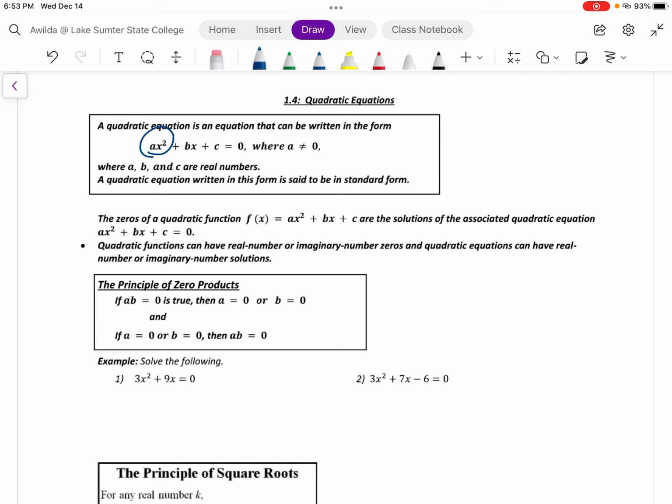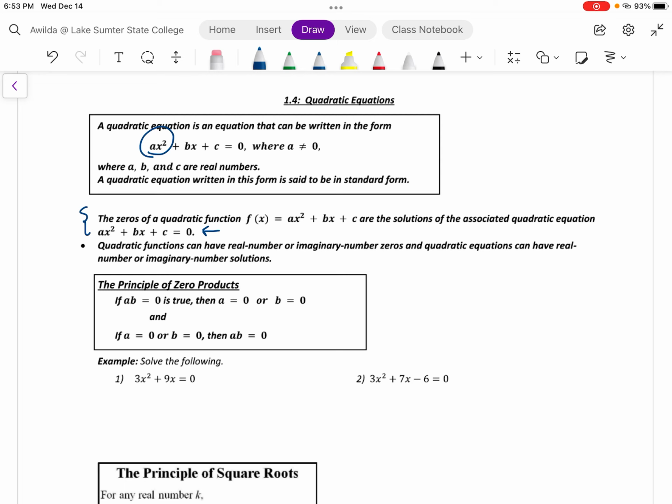The zeros of a quadratic function, f of x is equal to ax squared plus bx plus c, are in essence the solutions of the associated quadratic equation, where we set a times x squared plus bx plus c equal to 0. This statement really just helps us understand the language of what it means to find the zero of a quadratic function. It is equivalent to solving the equation given here.